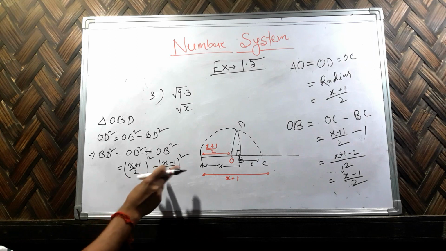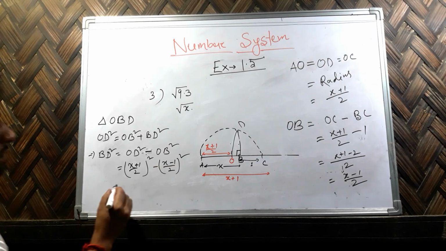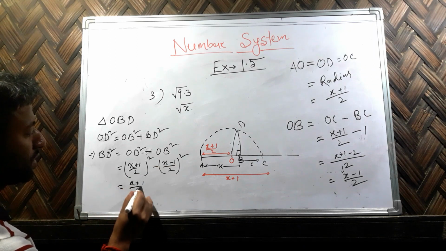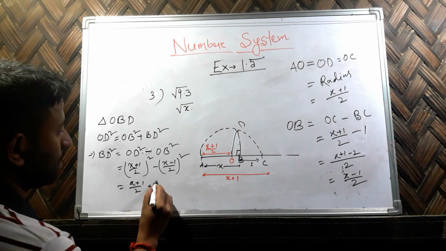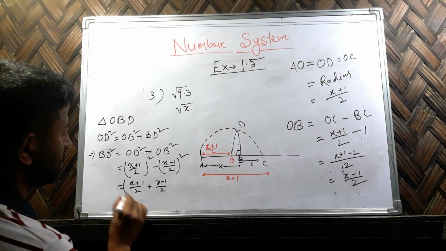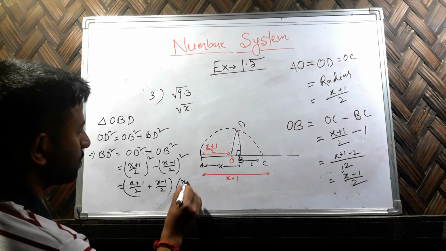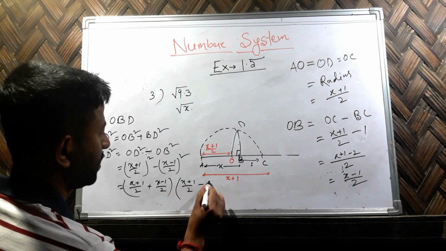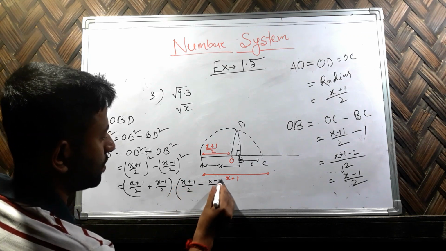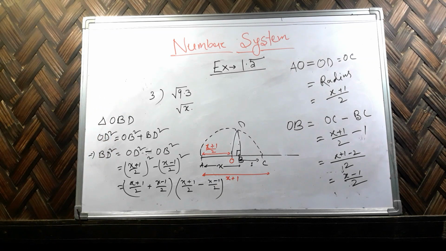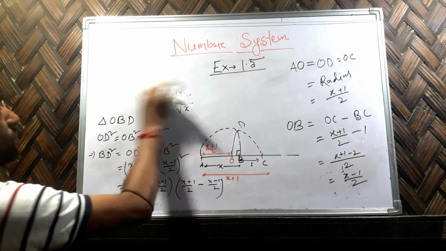So this is A, this is B. So A square minus B square. So A square minus B square is x plus 1 by 2 plus x minus 1 by 2, this will be one term, and another term will be x plus 1 by 2 minus x minus 1 by 2. Okay, I'm removing this part for a few.